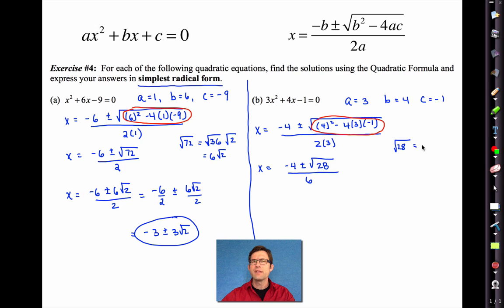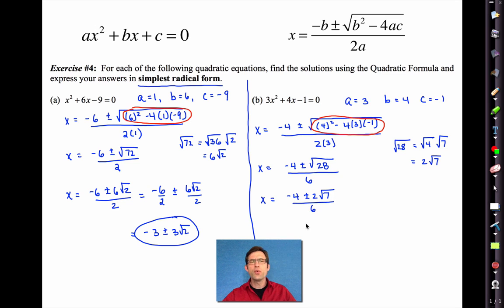Okay. Biggest perfect square that goes into 28 is actually quite small. It's just 4. So we can simplify square root of 28 as 2 times the square root of 7. So I'll get negative 4 plus or minus 2 square root of 7 divided by 6.